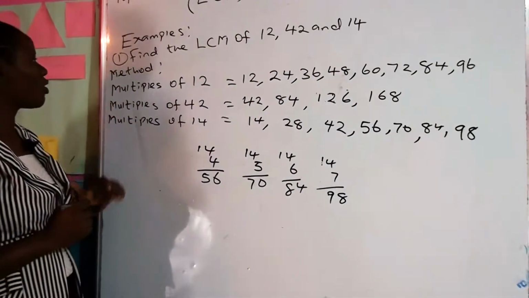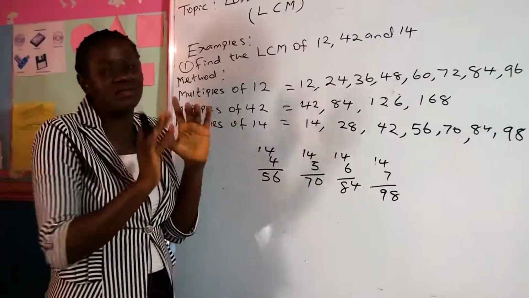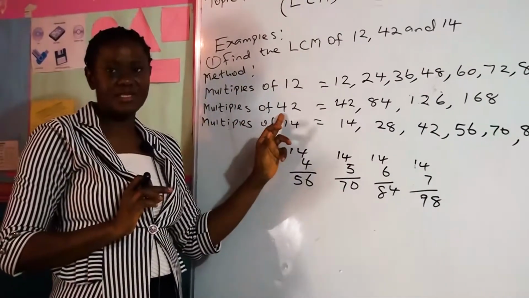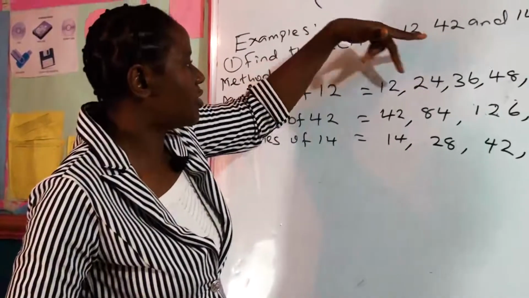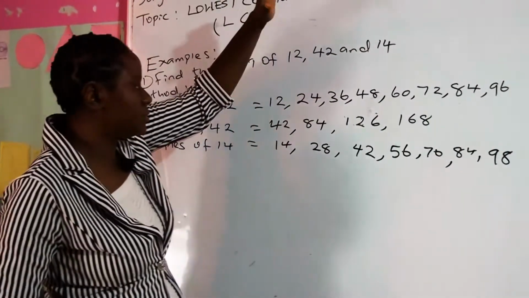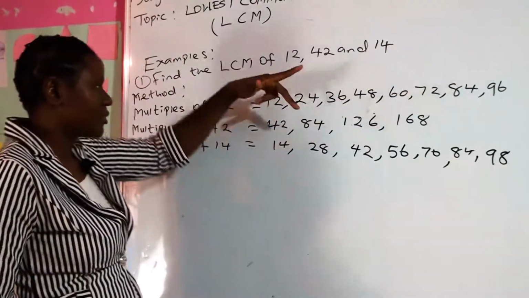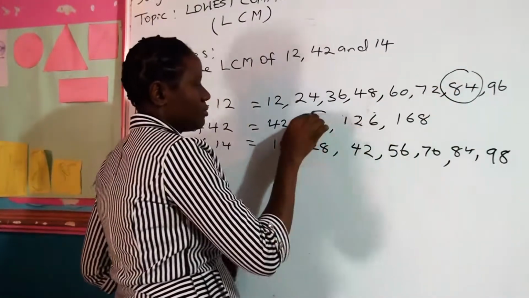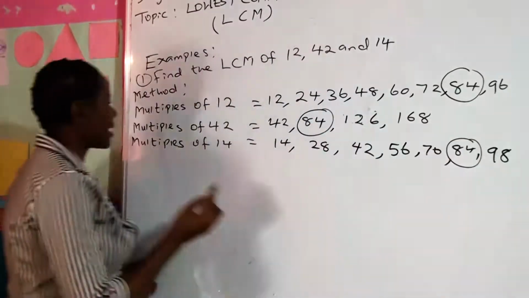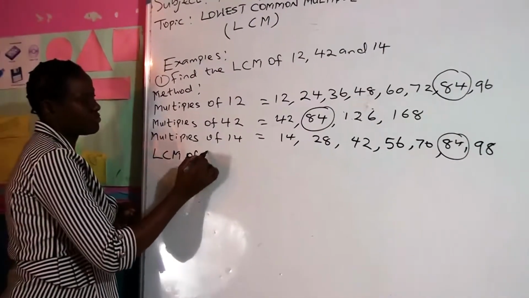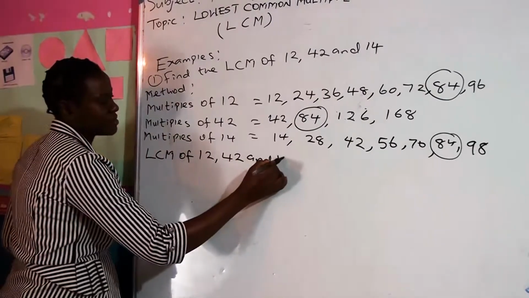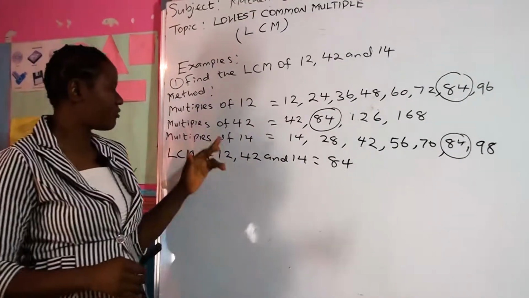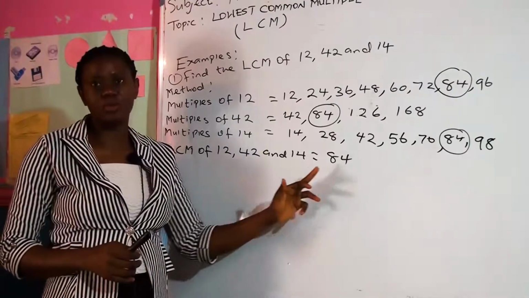Now, to get the lowest common multiple, the lowest multiple that is common to 12, 42, and 14, when we look through these numbers, we can find 84 here, 84, and 84. So the LCM of 12, 42, and 14 will be 84.